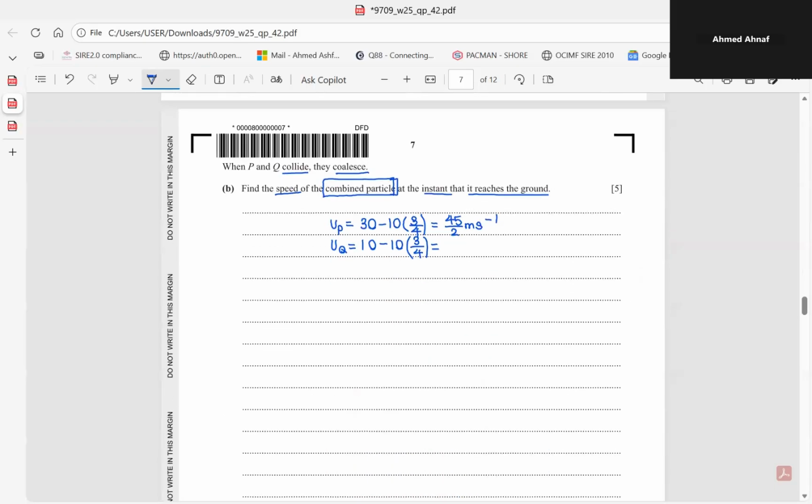Yeah, you would get 5/2 meters per second.